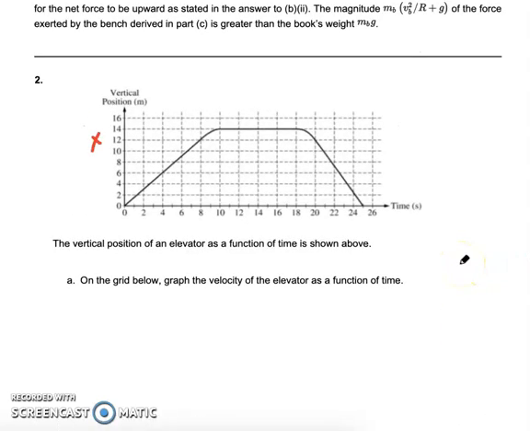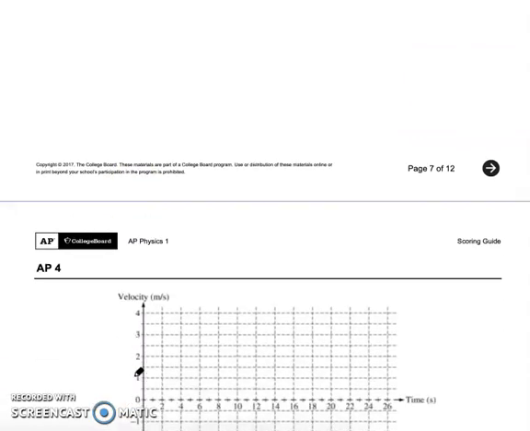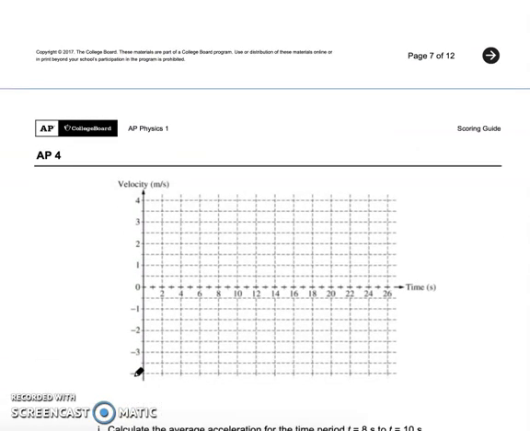So let's look at this before I scroll down. We have 5 distinct events going on. From 0 to 8, we have a straight line. From 8 to 10, we see that it curves, concave down. Then flat, then it curves again from 18 to 20, and then it's a straight line again. So you want to have those 5 different events reflected in your velocity time graph.